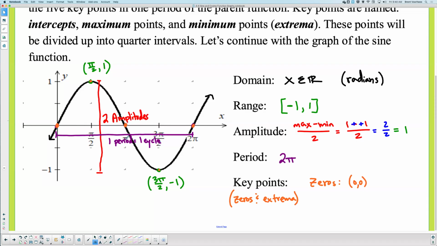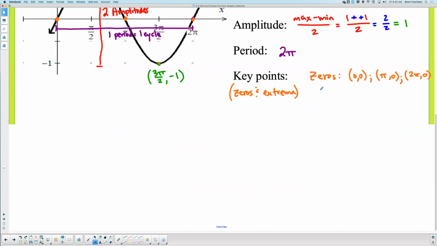Okay, what's the next 0 coordinate right here? It's kind of hard to see because I wrote over it. Pi, comma 0. Okay, so we're going to have pi, comma 0. This looks weird with all the commas, so I'll separate them with semicolons. And we have one more 0. Where is that 0? 2 pi, comma 0. Good. There are our 3 zeros.